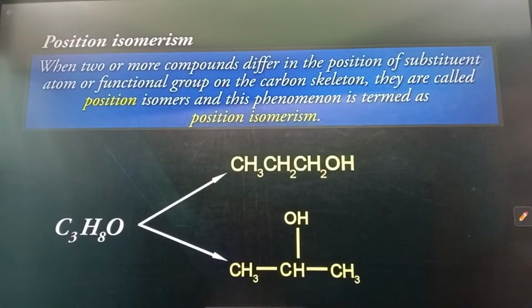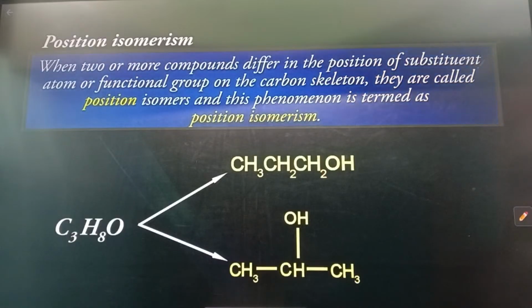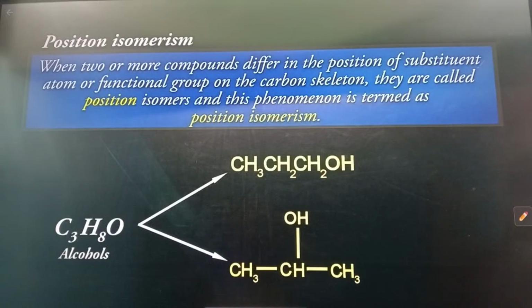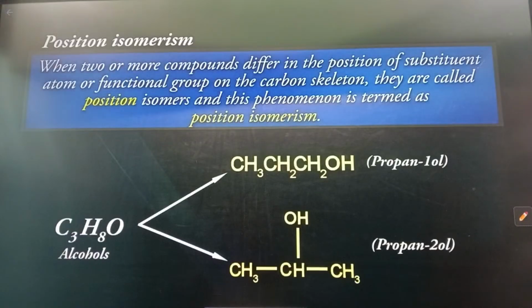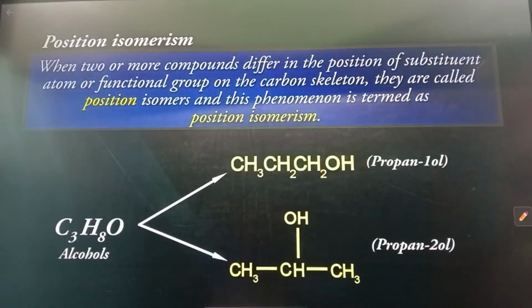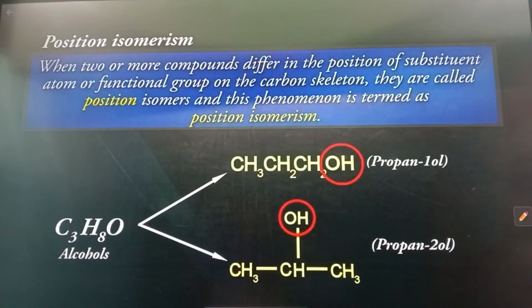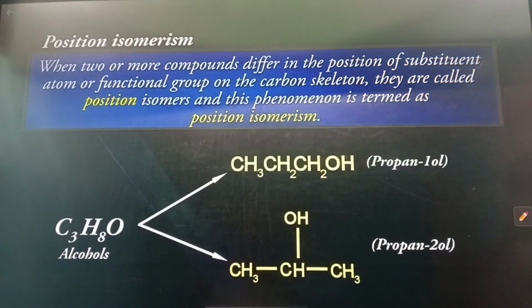For example, the molecular formula C3H8O represents two alcohols, propan-1-ol and propan-2-ol. The position of the functional group OH is different in both cases. Hence, both are position isomers of C3H8O.